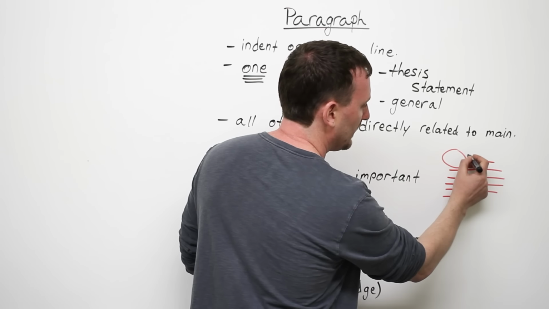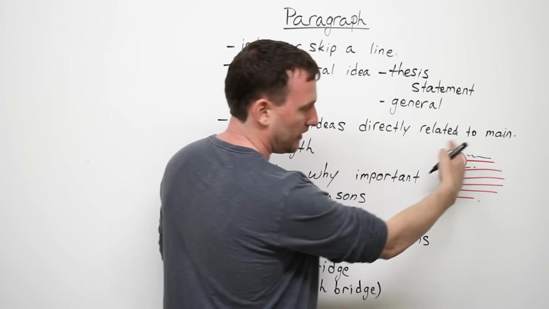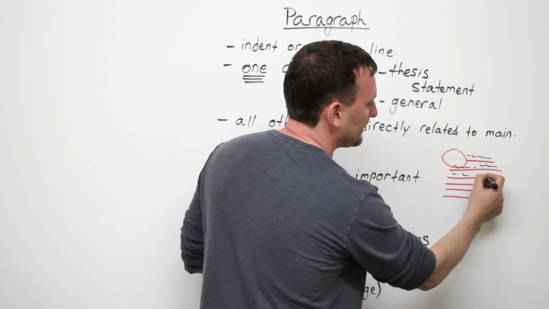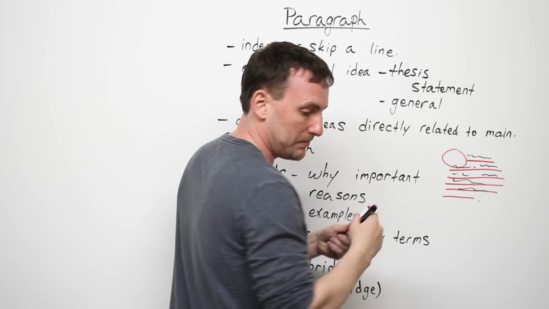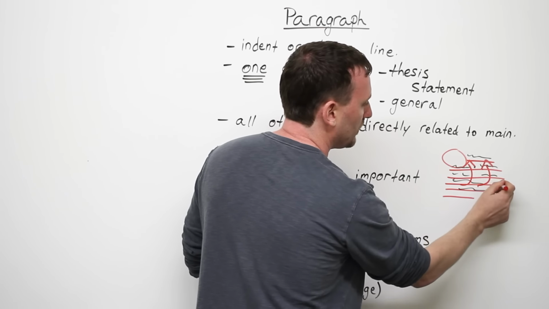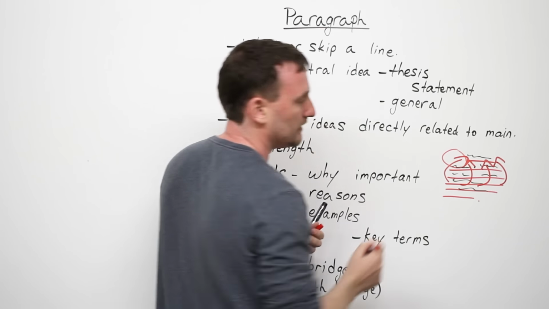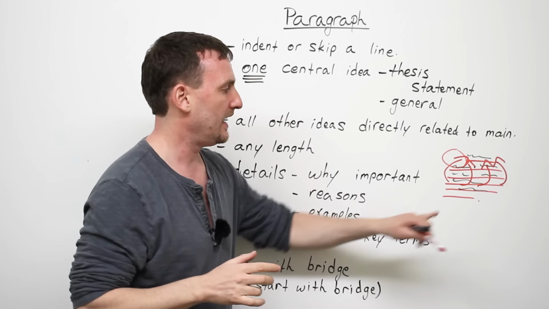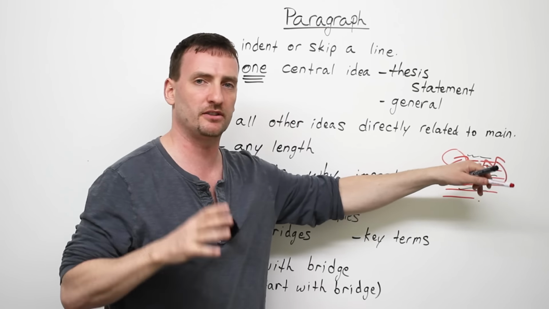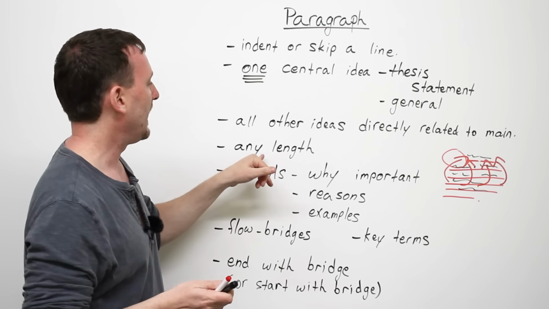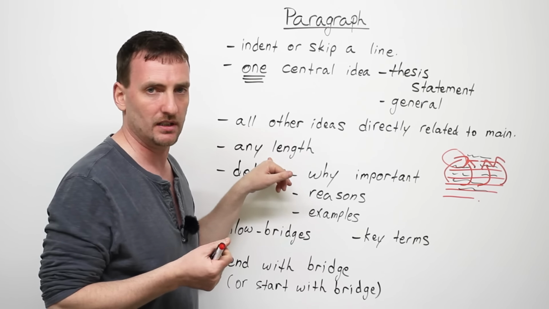So let's say here is your thesis statement, very general. Every sentence after must relate back to that thesis statement, okay? You can't go off to another idea. Everything must support this, must talk about the same topic. Very important, okay? How long should your paragraph be?